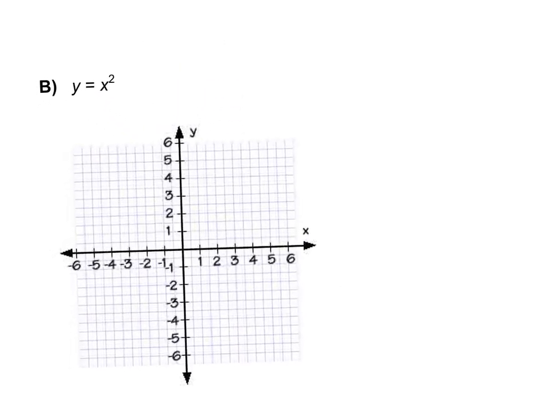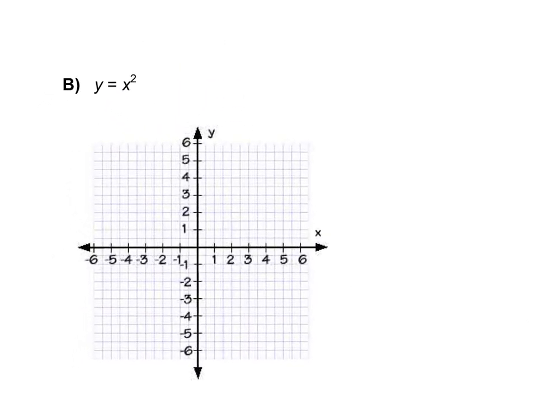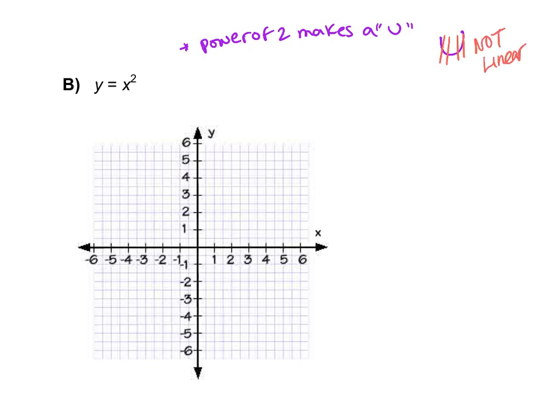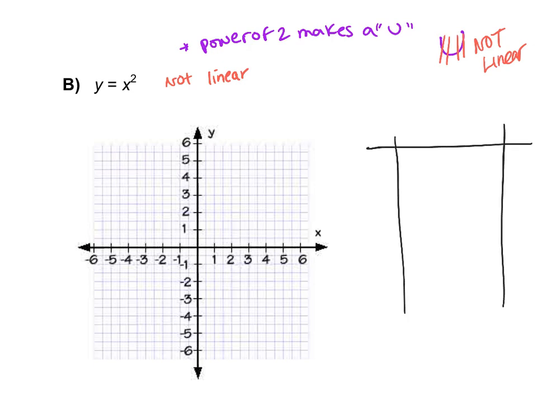They'd like for me to graph y equals x squared. Well, just by looking at this, hopefully you remember our little saying, power of 2 makes a U. And if it's a U as a graph, it's a function, but it's not linear. So you already know it's not linear. If you forgot power of 2 makes a U, you would still create a table of values like we've been taught to do whenever we're graphing.